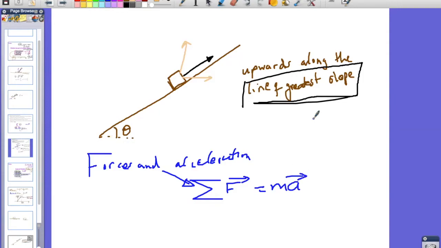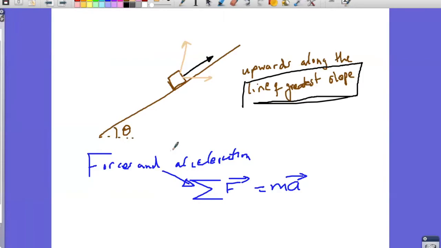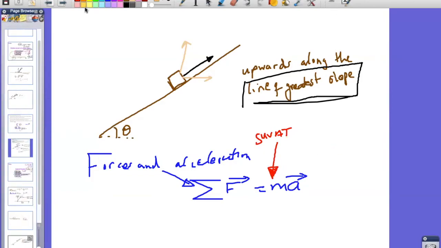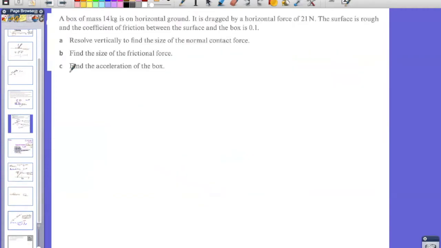That was one of the biggest things that we studied in dynamics. The first biggest thing we studied in mechanics was the SUVAT equations. The second biggest thing is this one, F equals ma. So useful throughout our study of mechanics. So let's do an example.